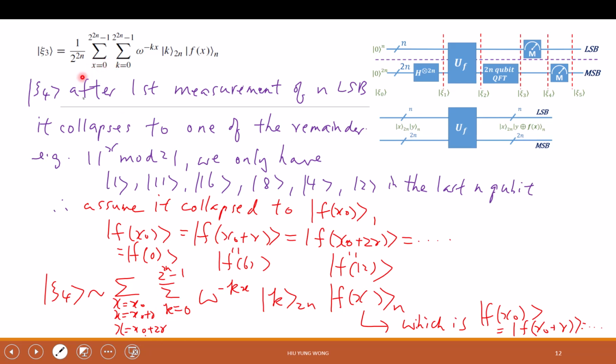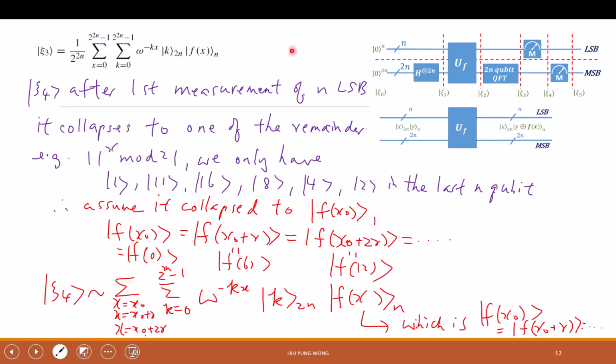So originally, you have f of x, right? x from 0 to 2 to the power 2n minus 1. You have 0, 1, 2, 3, 4, 5, 6, 7, 8, all the way to 2 to the power 2n minus 1. But then you do the measurement. So you also have f of 0, f of 1, f of 2, f of 3, f of 4. However, this is f of x, so it is periodic. It only gives you 1, 11, 16, 8, 4, 2, 1, 11, 16, 8, 4, 2, because f of 0, f of 1, f of 2, f of 3, f of 4, f of 6, f of 7, and then again.